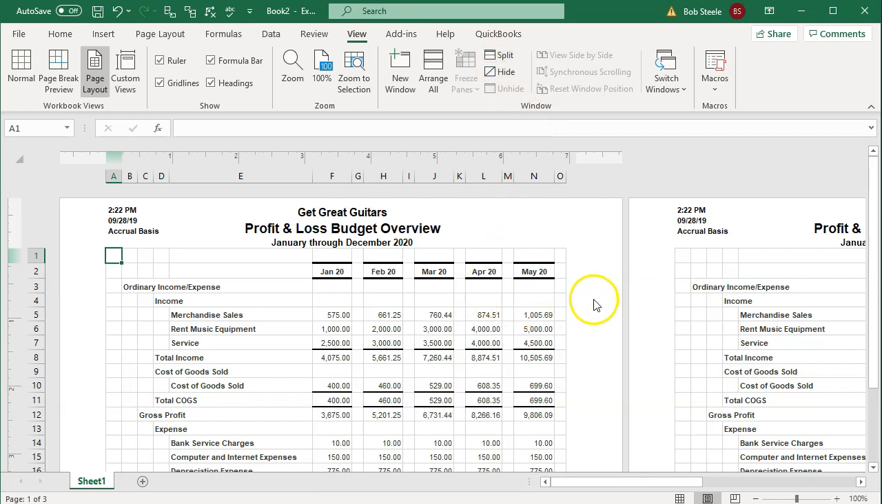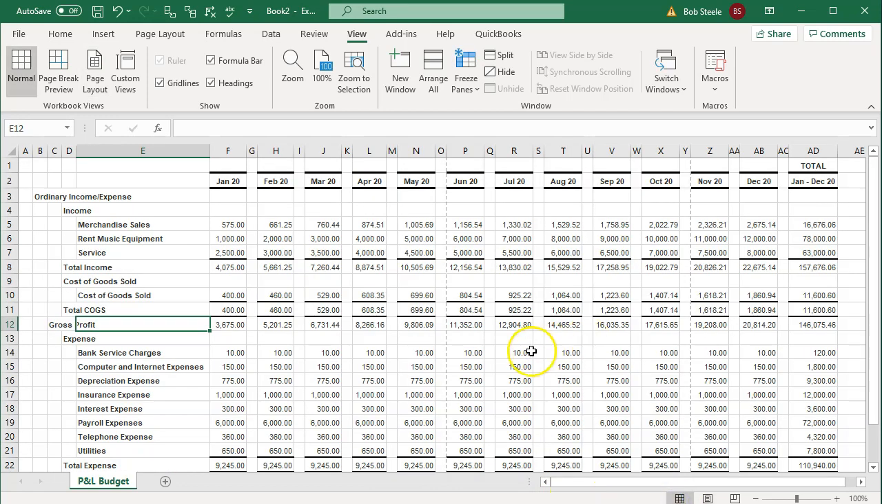Now it doesn't fit on one page. So I'm going to go back to the normal. Actually, let's double click on here while we have our title up top. I'm going to say profit and loss budget. And then go back to our first tab. And then we can do some formatting here.